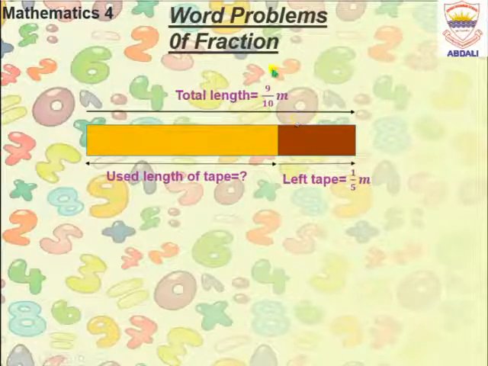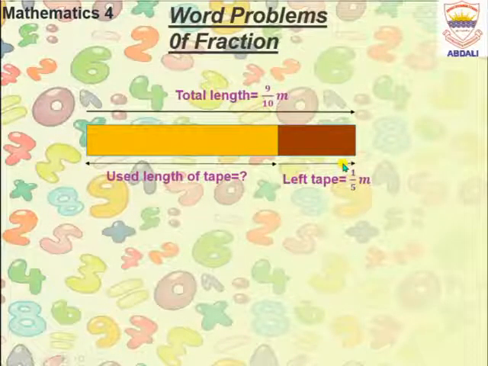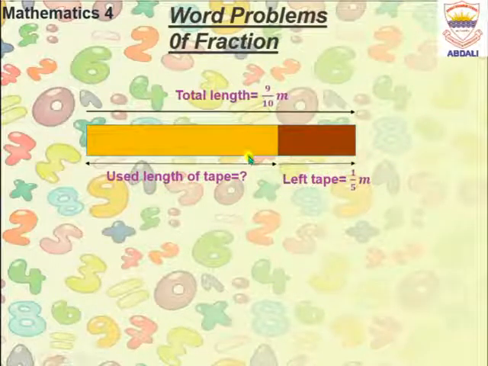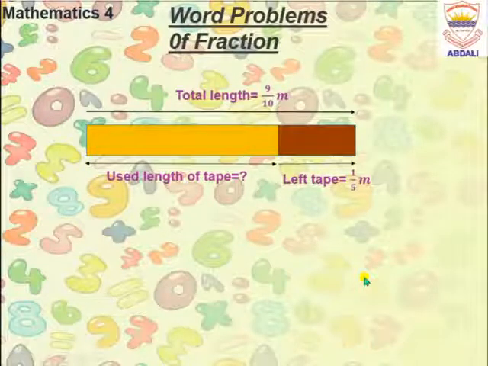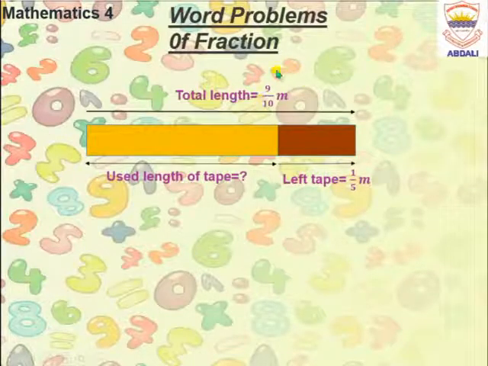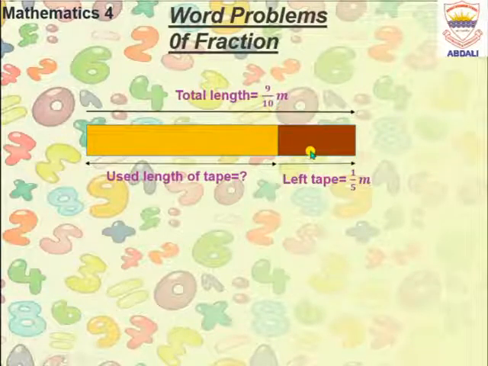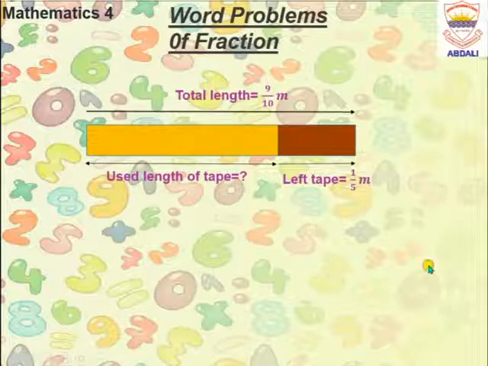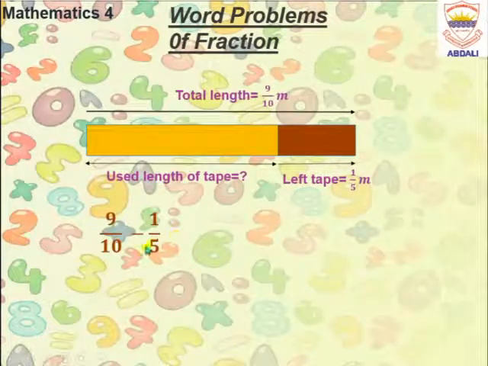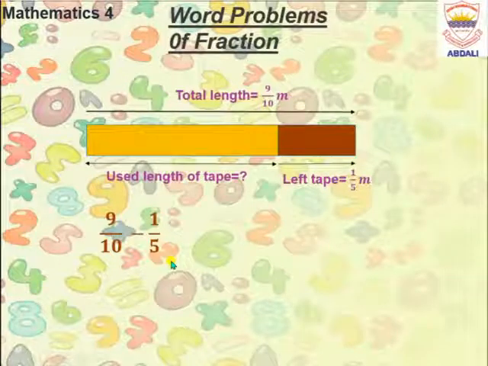If we subtract the left tape from the total length, we can find out the used length of tape. Is it right? Yes, very good. We can subtract the left tape from the total length to find out the used length of tape. So let's do it. Here we have 9 by 10 minus 1 by 5.